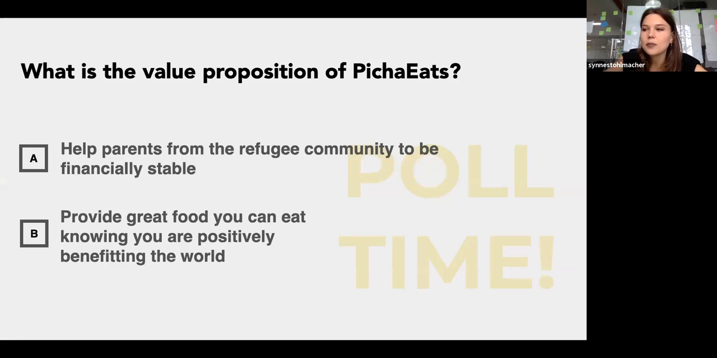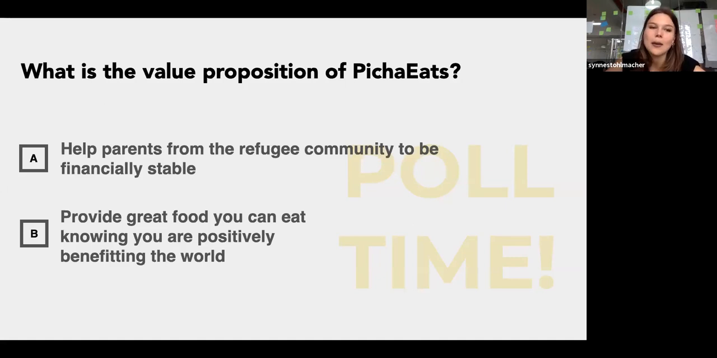So what is the value proposition of Pizza Eats? There could be other ways of writing this, but these are 2 examples. Help parents from refugee communities be financially stable, or provide great food you can eat knowing you're positively benefiting the world. Yay, we're getting it right.